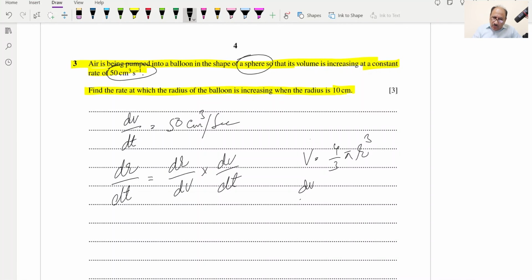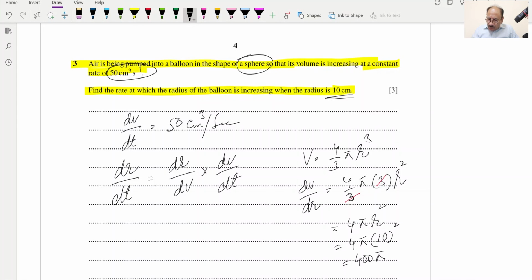We will take the derivative dV over dr, and the derivative of this will be 4 by 3 as it is, pi as it is, because this is constant. So for the derivative of r cubed, the 3 will be pulled first, and r raised to the power 3 minus 1, which is 2. Now we can cancel this 3 with 3, and our derivative will be 4 pi r squared. And the r value is provided: when the radius is 10 centimeter, we can write 4 pi r squared, meaning 10 squared, which is 100, so 4 into 100 will be 400 pi, and this value is, keep in mind, dV over dr.